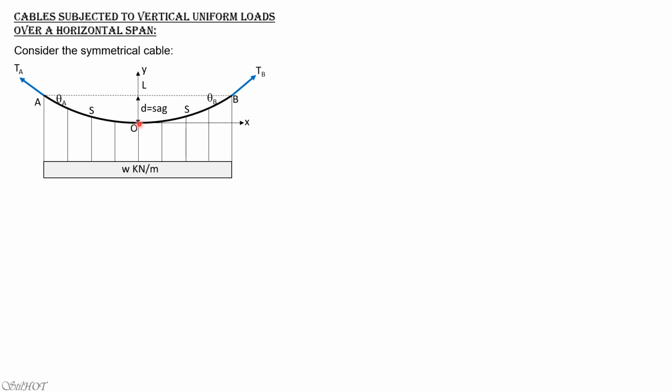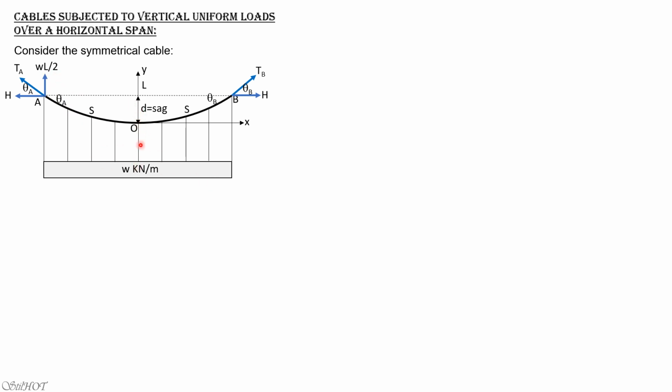The vertical distance of point O from the imaginary chord, which is in this case horizontal because it is symmetrical, is denoted by D, which is the sag. Then we have theta B, which is equal to theta A because it is symmetrical. The length of the cable from point A, from the left to O, is denoted by S, and from O to B is also S by symmetry. Then we draw the free body diagram. So that's the horizontal component of tension. It's the same. The vertical component of tension is simply WL over 2 by symmetry.